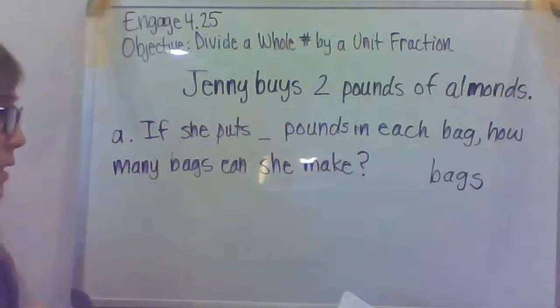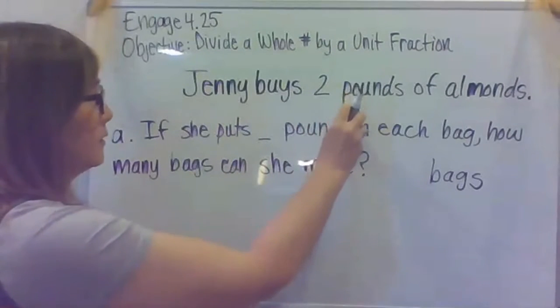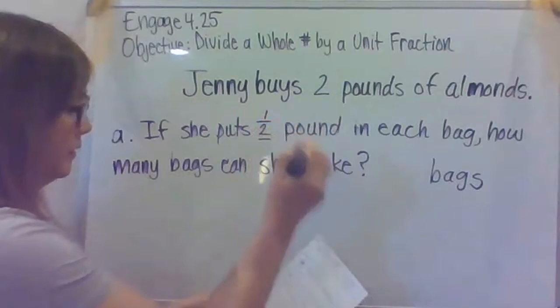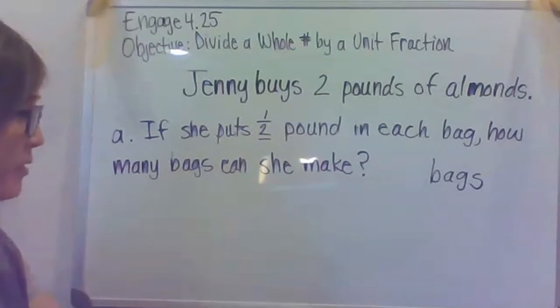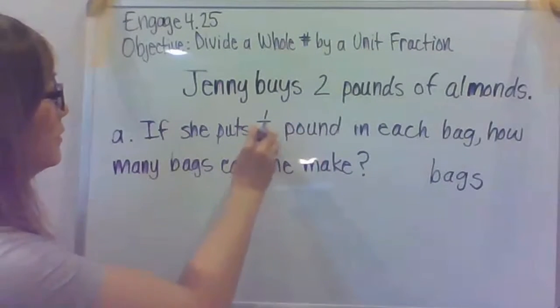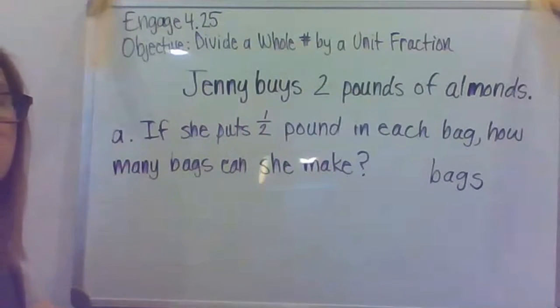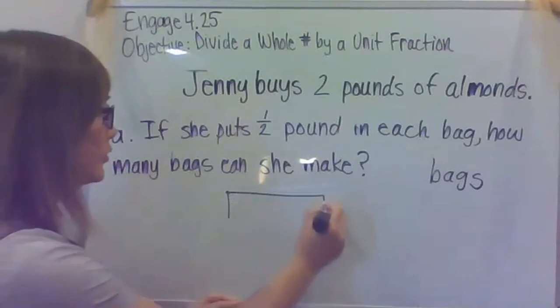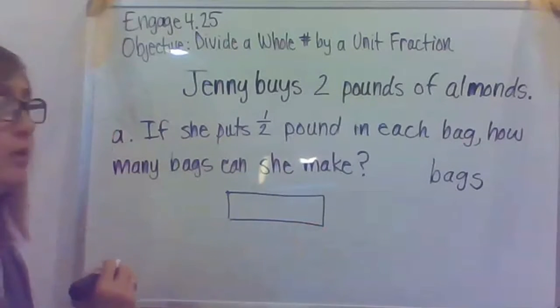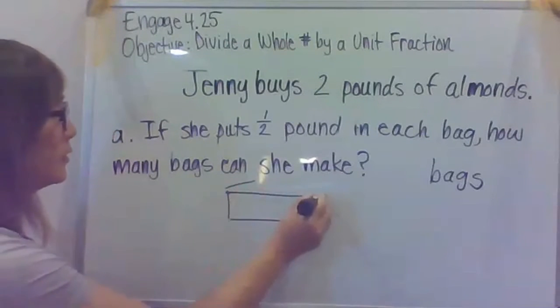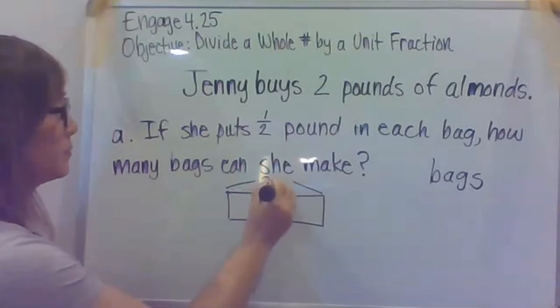Let's switch it up. Again, she still has the 2 pounds of almonds. If she puts half of a pound in each bag, how many bags can she make now? So this is what your thinking will be like to try and solve this. In your math today, they'll ask you to draw a tape diagram and a number line. So this is the tape diagram. The whole tape diagram is representing those 2 pounds of almonds.